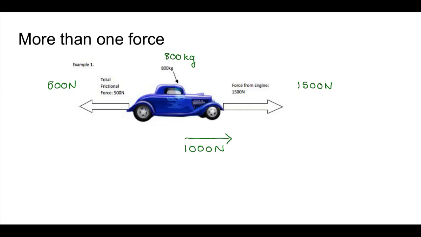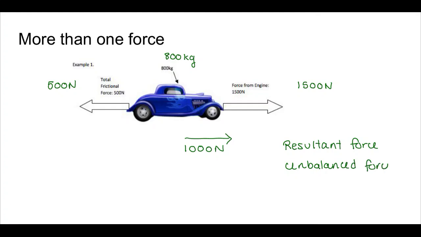We call this the resultant force. Sometimes you will also hear it called an unbalanced force. I suppose what that means is that 500 newtons of the original 1,500 was balanced out by the 500 newtons friction, and the 1,000 newtons is what's left, not balanced.